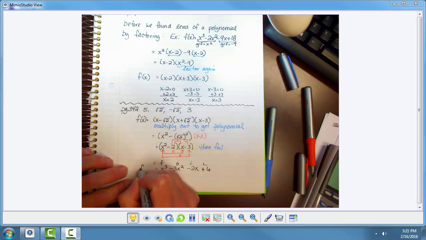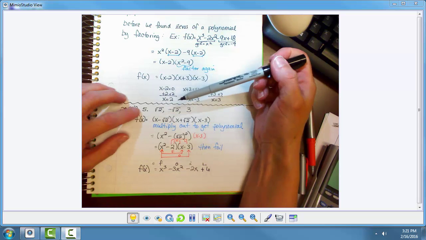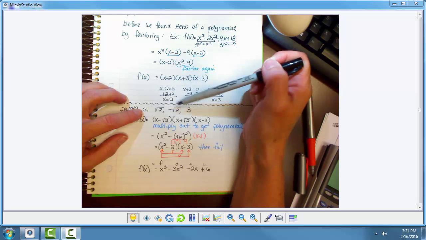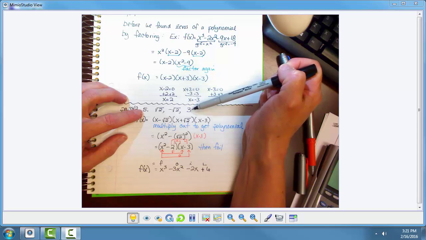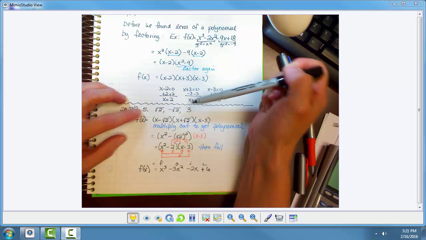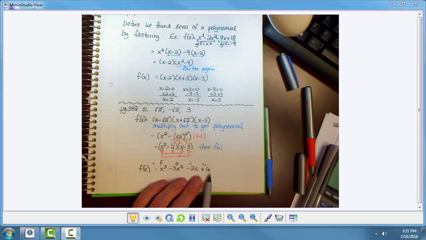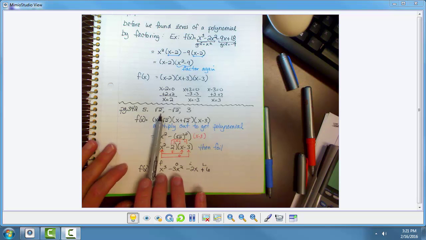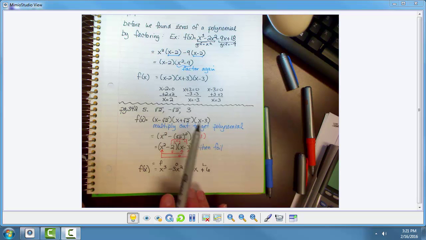So that means the polynomial function where the given zeros are square root of 2, negative square root of 2, and 3, the polynomial function that gives you those 3 zeros is x cubed minus 3x squared minus 2x plus 6. And that's number 5. Now the key thing to remember when you're doing these is that you could have a zero left out but still get it.